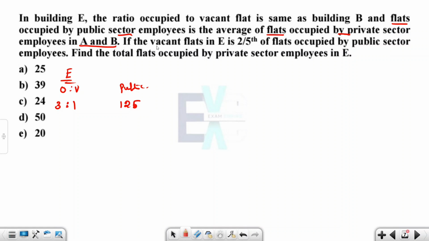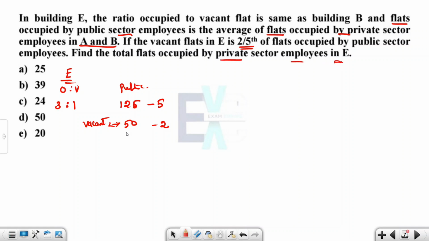Okay, if vacant flats in E is 2/5 of flats occupied by public sector, that means if this is 5 parts, what will be 2 parts? 50. That means this is nothing but vacant, because vacant flats are 2/5 of flats occupied by public sector. Find the total flats occupied by private sector employees in E.